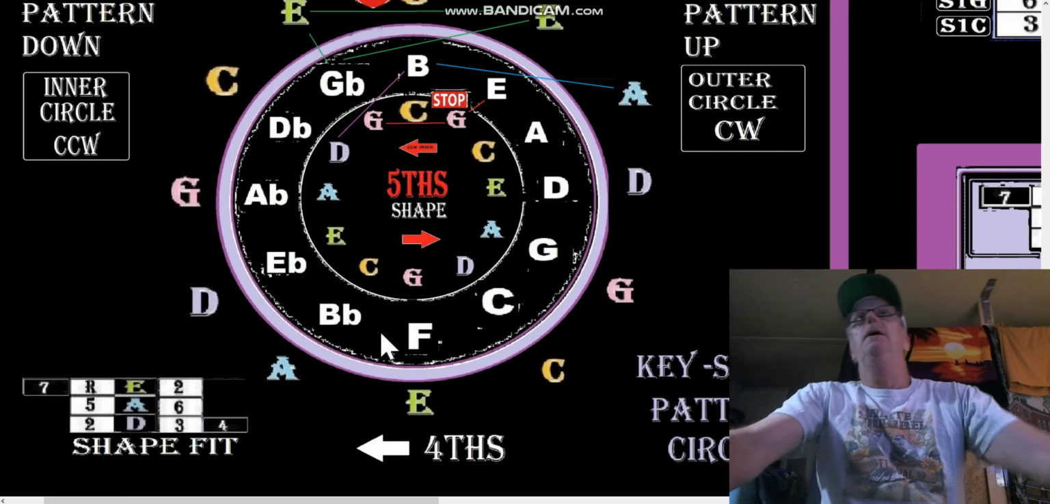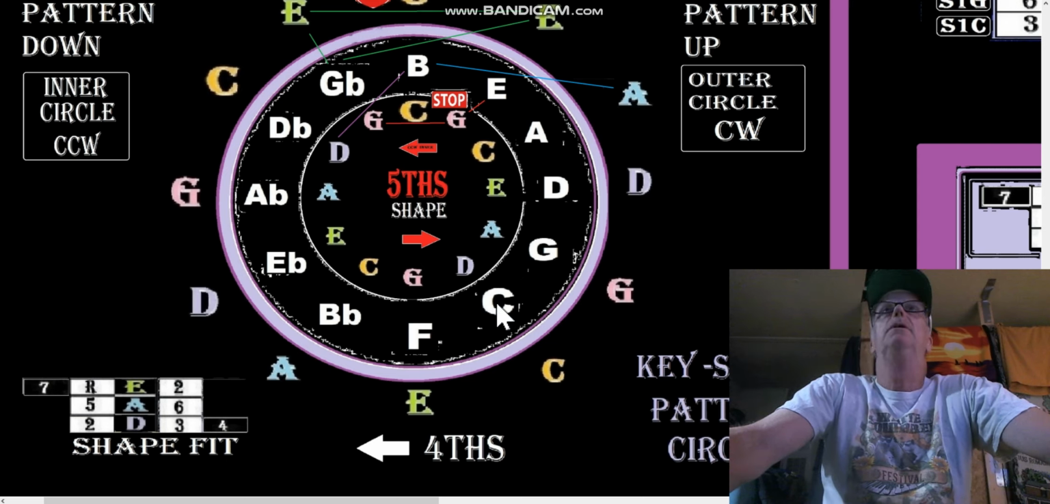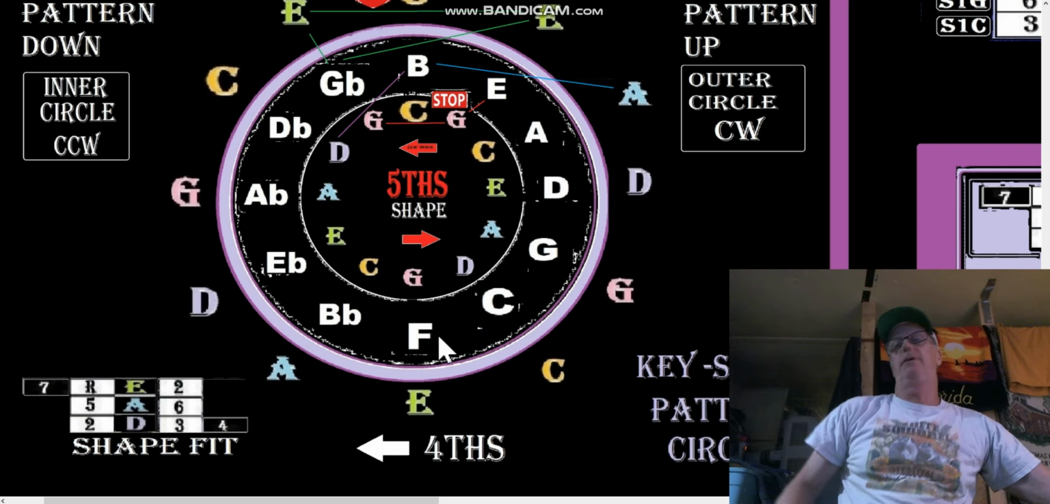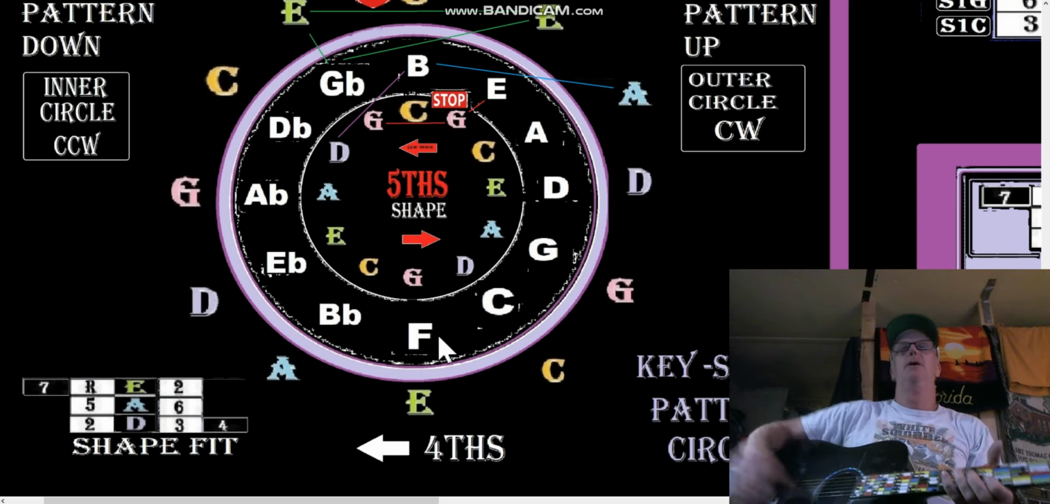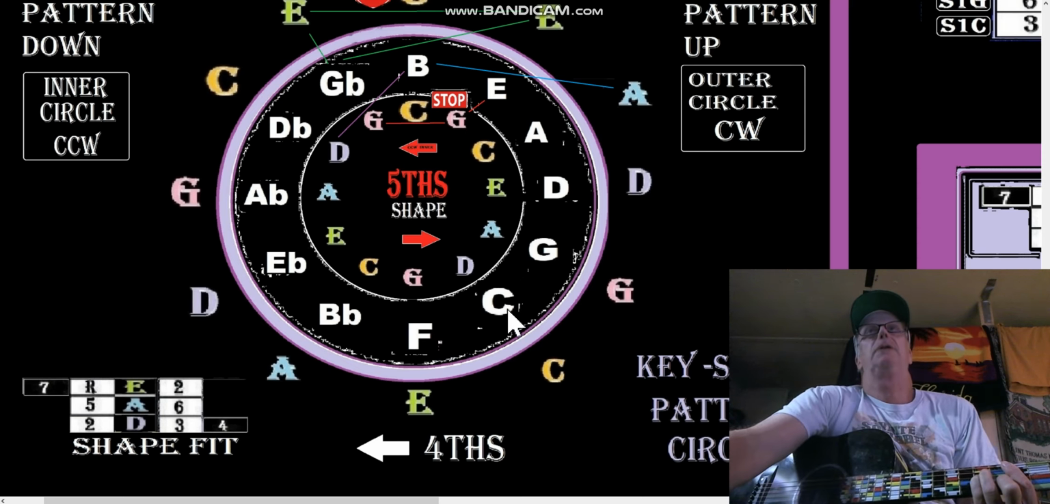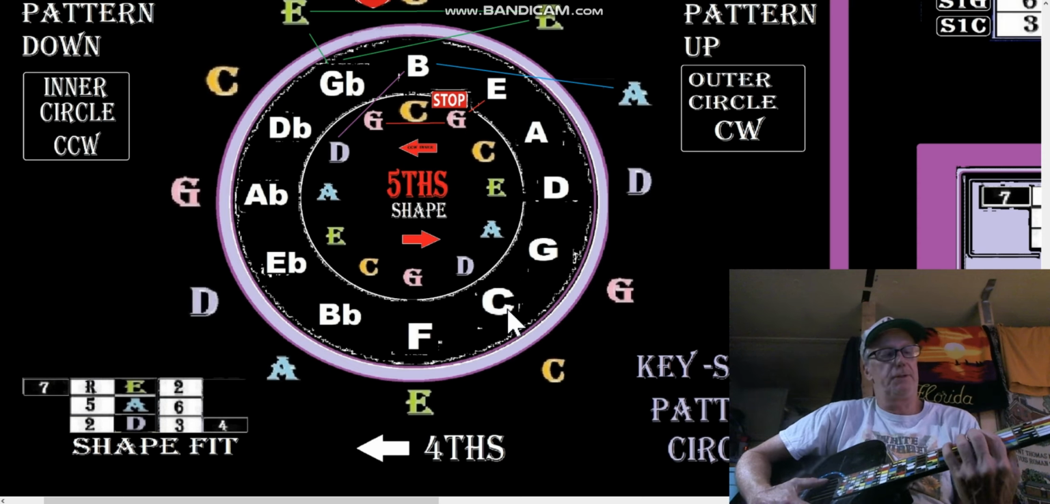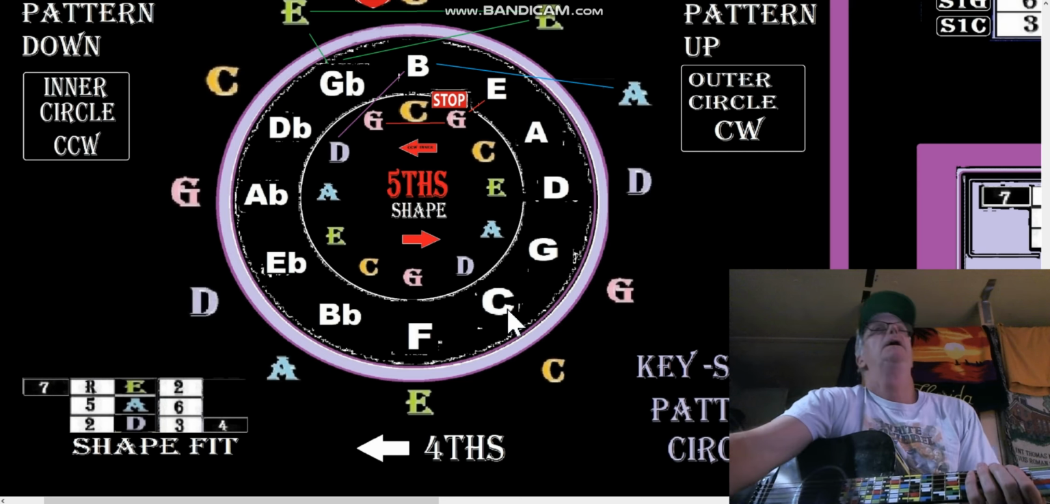Okay, so we're looking at the fifth now. From the F here, we're going to go counterclockwise and move the pattern up. When we move the pattern up, we have to replace the bottom string with something, right? So first let's move the pattern. Moving the pattern up is actually going to the left here, and with the B flat.